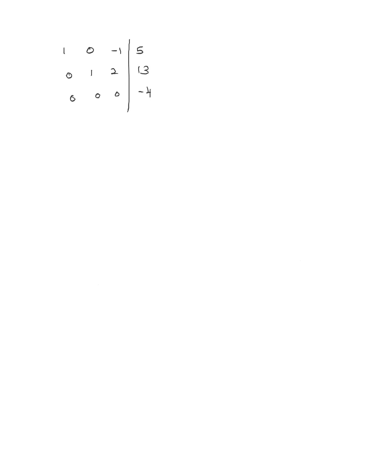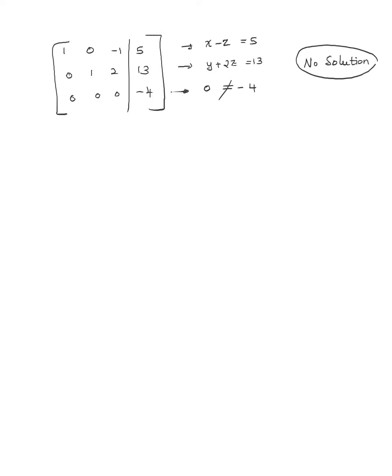So in all these problems, we are just given the final matrix, and then you have to find the solution. So when you look at the last row, the first one we can say x minus z is 5. The second one is y plus 2z equals 13. The third one we are getting 0 equals -4, which is not true. So in this case, there is no solution for this system.